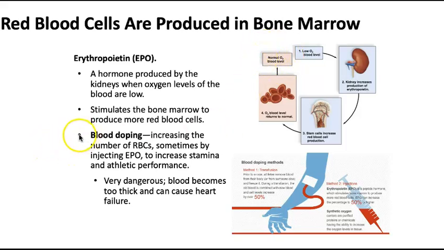Now, some people have engaged in blood doping where they work to increase the number of red blood cells and will sometimes do this by injecting erythropoietin. This is going to increase the amount of red blood cell production, meaning that they will have better oxygen delivery to their tissues, so it can increase their stamina and athletic performance. Although it's very dangerous because with that many cells in our blood, it can become too thick or viscous and it could cause heart failure.